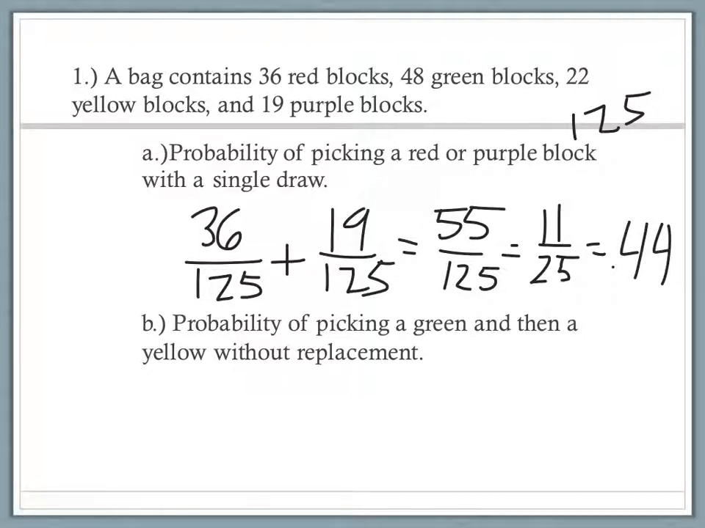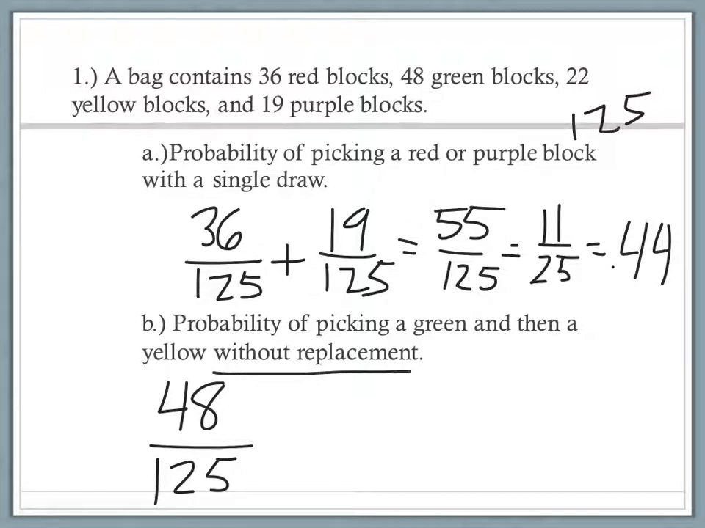Now let's look at the probability of picking a green and then a yellow without replacement. So my first green, there's 48, so 48 out of 125. So I pick that, and without replacement is the key word right here. So I'm not going to put that block back in there. So it's an and probability too, so I'm going to multiply. But I didn't put that block back in there, so I only have 124 blocks now. And then a yellow block, there are 22 yellow blocks.